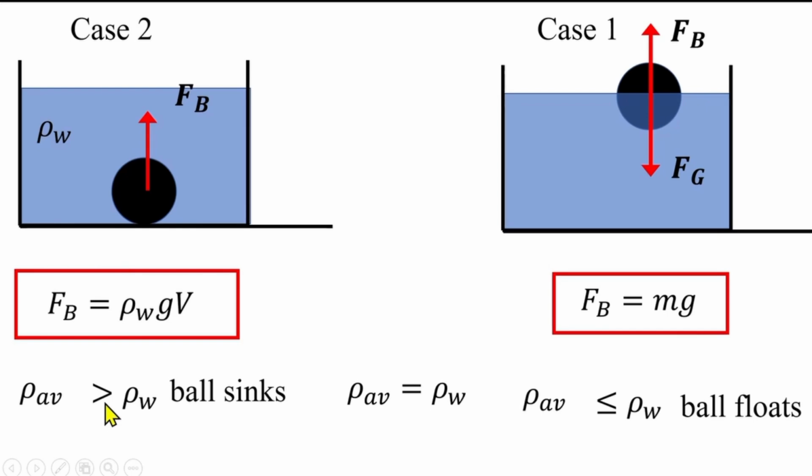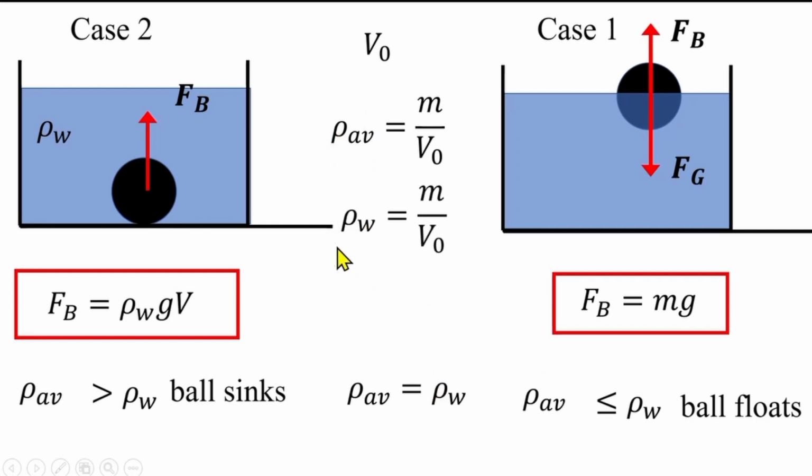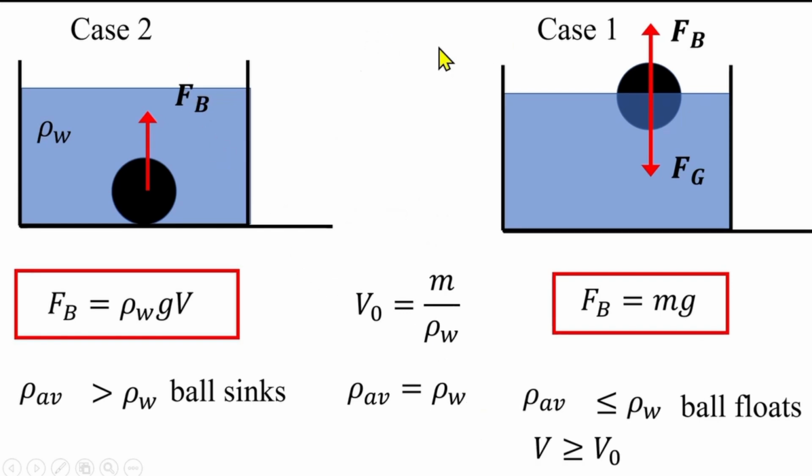Before we proceed, we will find the volume which corresponds to equality of these two densities. We will denote this volume as V0. Average density in this case is equal to mass over V0. This average density equals the density of water. And from here we have V0. It is equal to m over the density of water. We can discriminate case 1 and case 2 using V0. If V is greater than V0, the ball floats. If V is less than V0, the ball sinks.